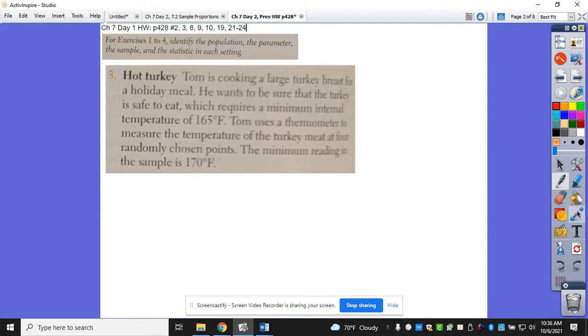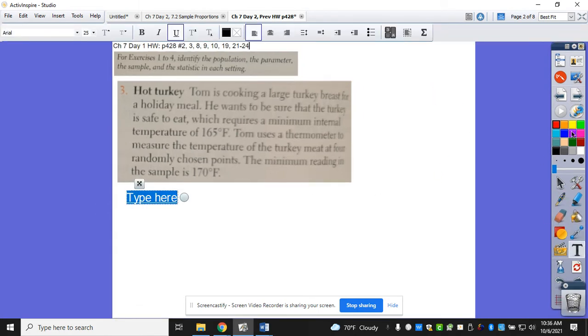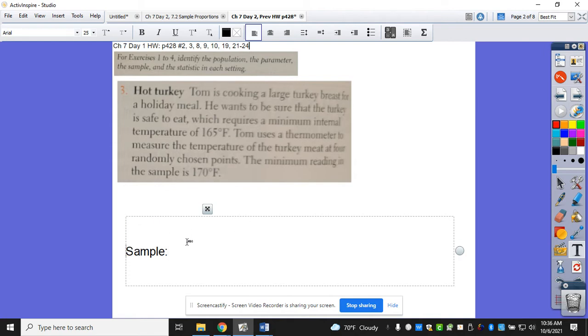Number 3. So this one is tricky but it's not supposed to be. What is our sample here? One where he's cooking a large turkey for a holiday meal. He wants to be sure that the turkey's safe to eat, which requires a minimum internal temperature of 165. Use a thermometer to measure the temperature of a turkey at 4 randomly chosen spots. So what is our sample? The 4 places.